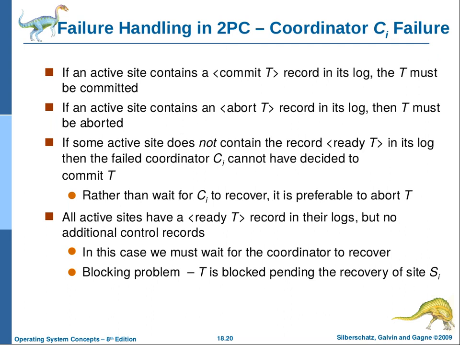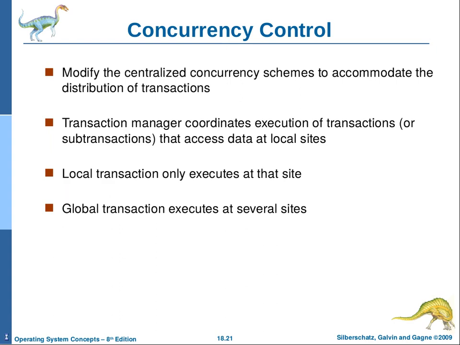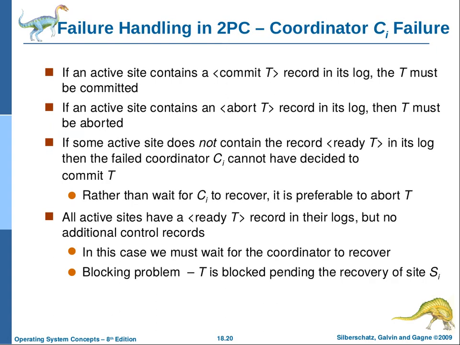In this case, we must wait for the coordinator to recover. Naturally, this transaction is blocked until the Death Star comes back up. That's what you get for dealing with the Empire. All right. Any other questions?